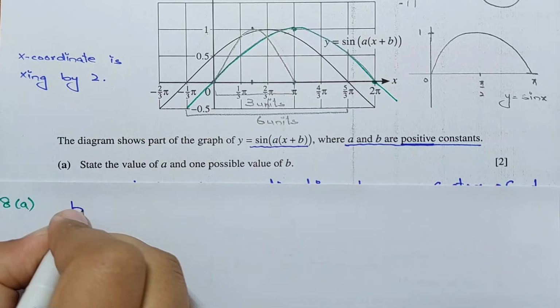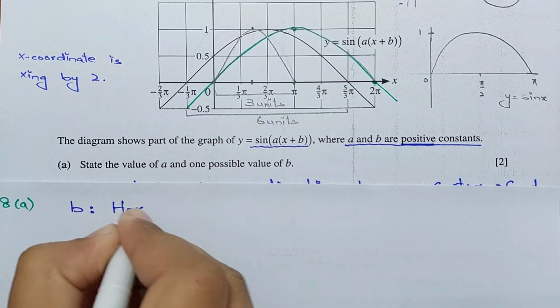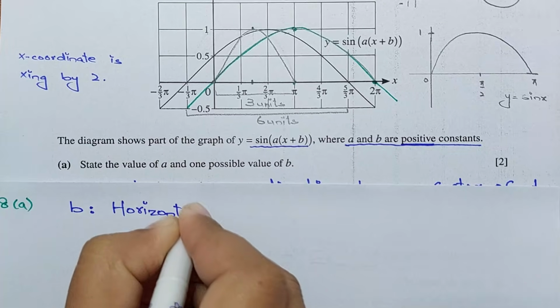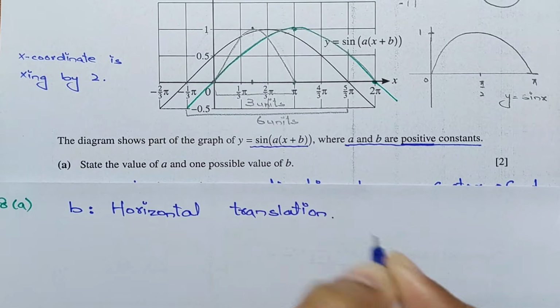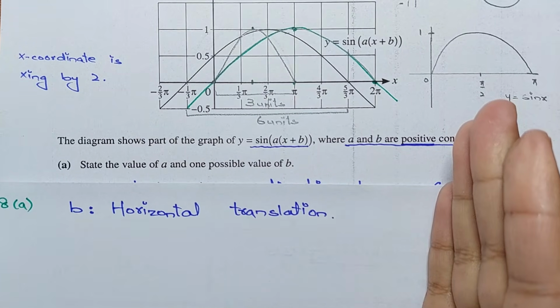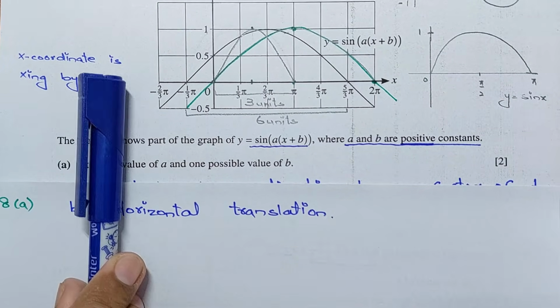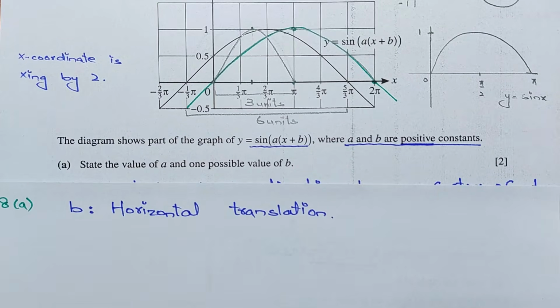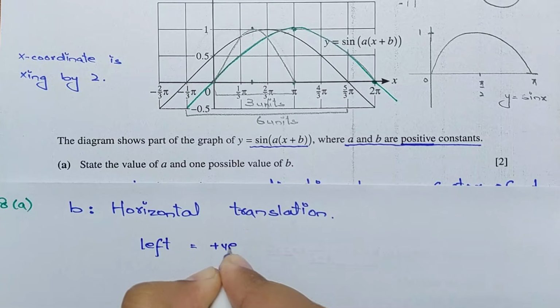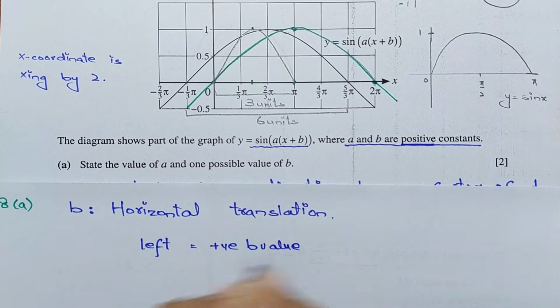Now, this b value is basically the horizontal translation. So keep it in mind that when the horizontal translation is towards right, the b value we take it negative. And when the horizontal translation is towards left, we have to take the b value positive. It means for the left, it is a positive b value. And when we have towards right, we have to take a negative b value.